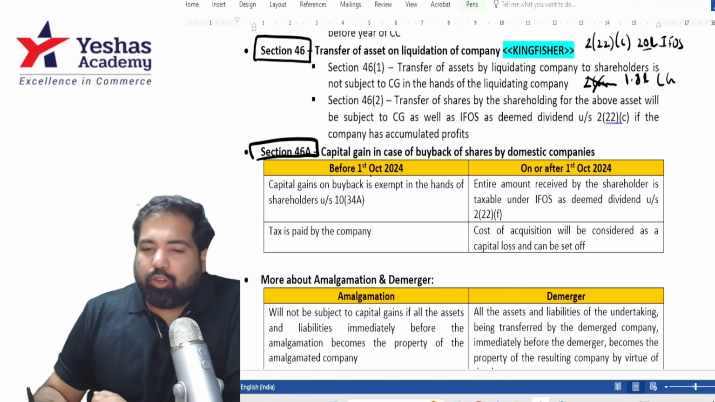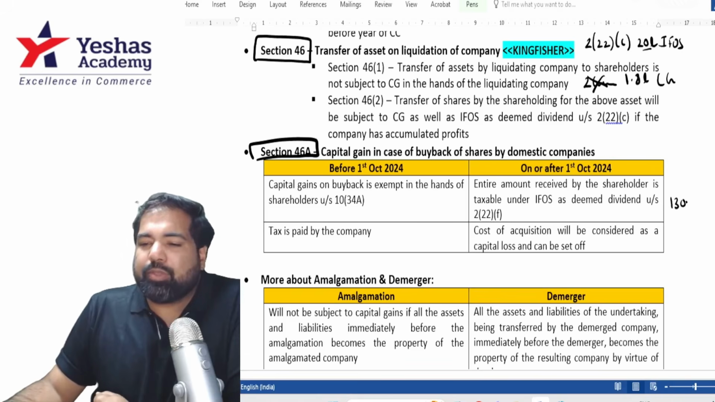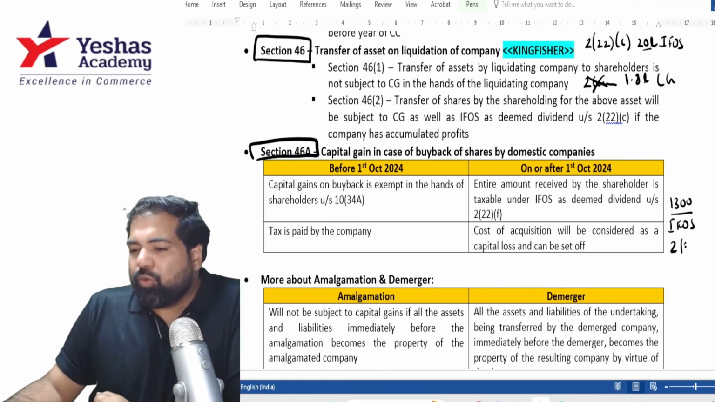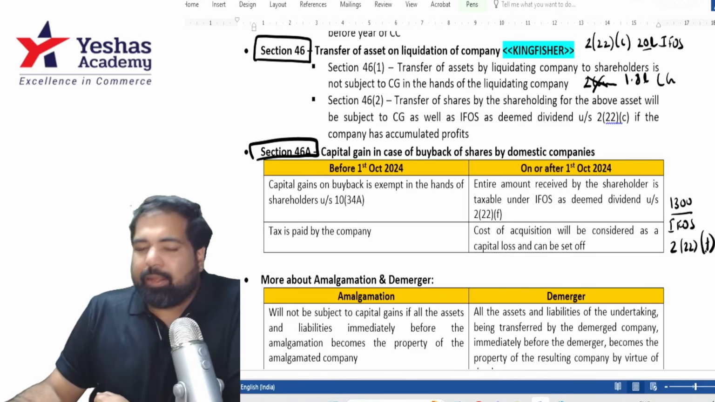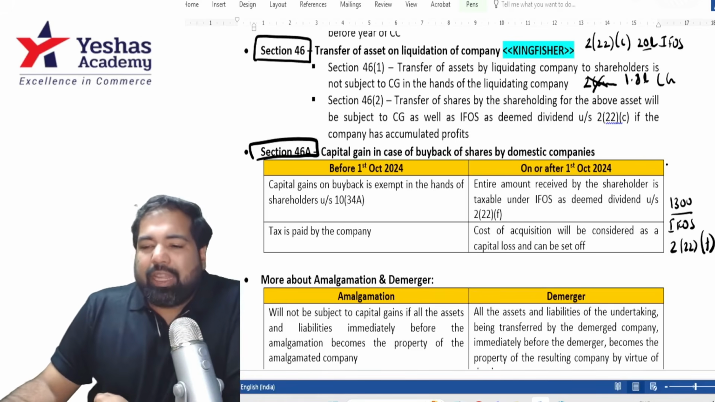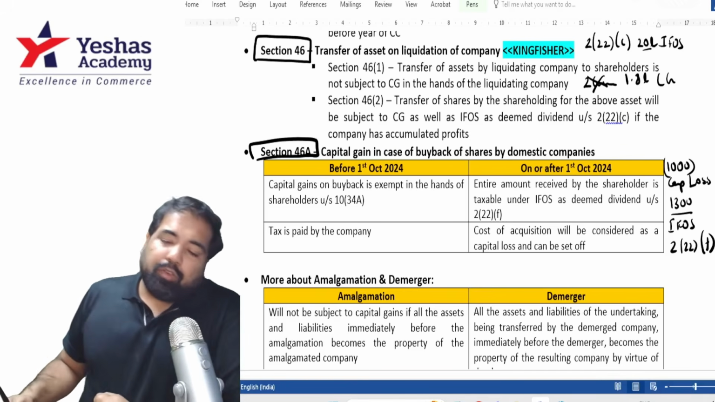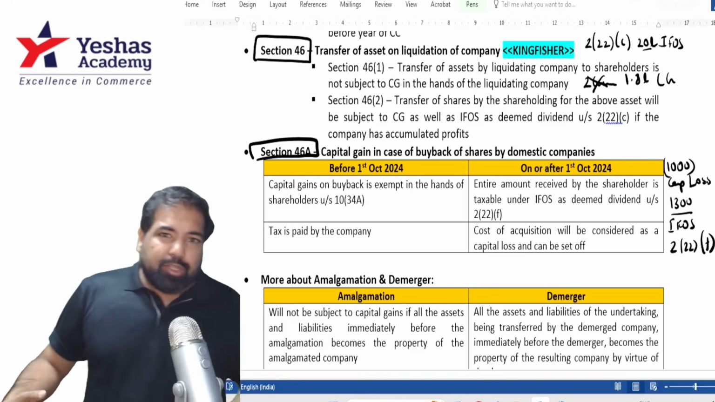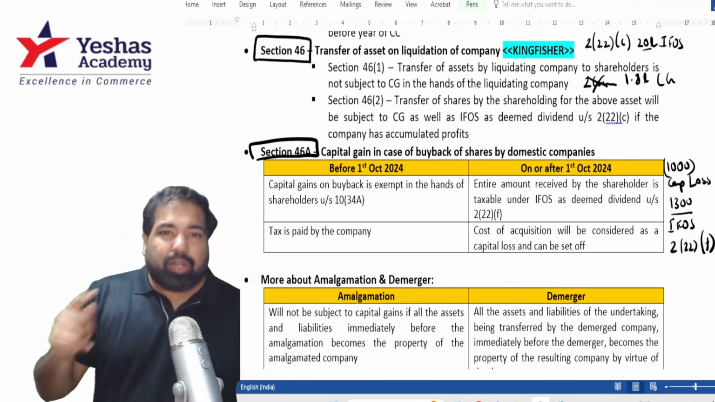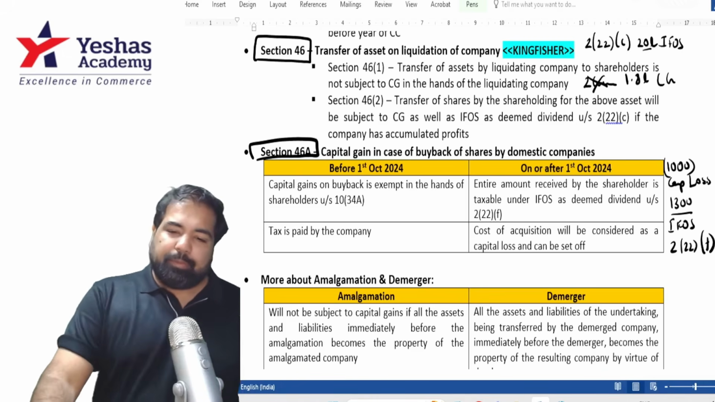On or after 1st October 2024, the government has made a new rule. The entire 1,300 rupees which I will get will be taxable under IFOS as deemed dividend, section 2(22)(f). Finally, we did a buyback. And what about my cost? That cost, the 1,000 rupees, will be given to you as a deduction, but unfortunately under capital gain as a capital loss. So it will basically be tackled under 2 different heads of income. By the way, in this budget there is a new amendment on this, but that is not applicable for your exam, so don't worry about that.